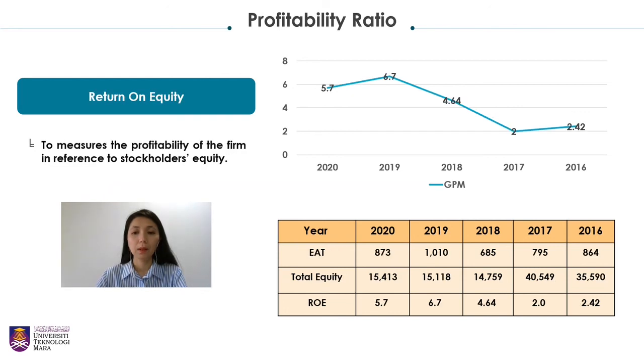Lastly, we have the return on equity ratio. The return on equity ratio is perhaps the most significant of all the financial ratios to investors in the firm. It measures the profitability of the firm in reference to stockholders' equity. This is the ratio potential investors scrutinize when deciding whether or not to invest in the company. Whether an ROE is considered satisfactory will depend on what is average for the industry.